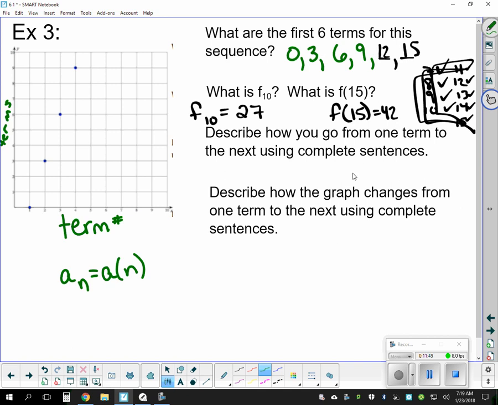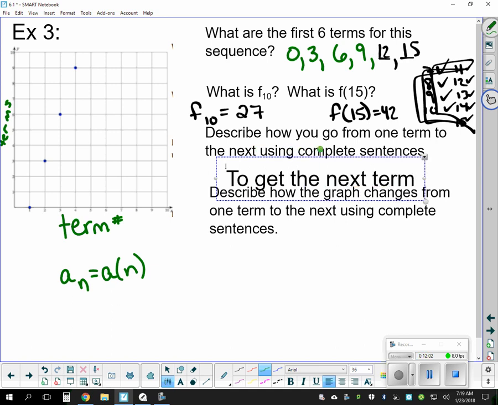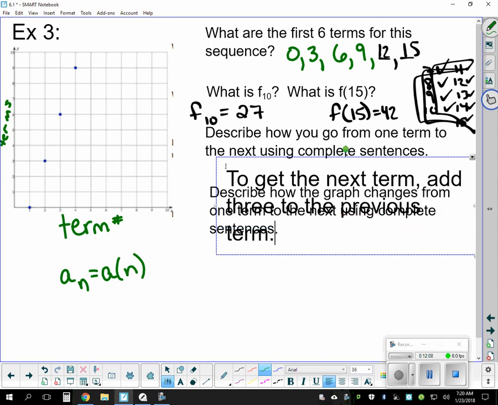Describe how you go from one term to the next using complete sentences. Well, to get from one term to the next, we simply added 3. So to get the next term, add 3 to the previous term.